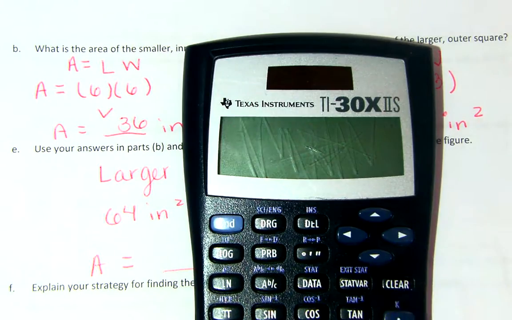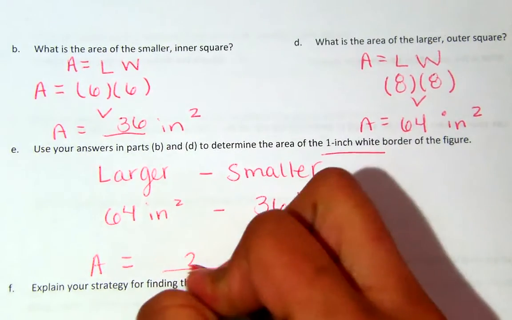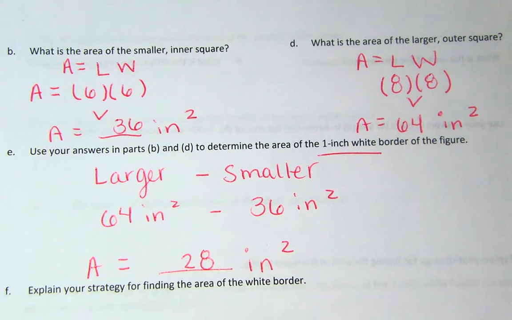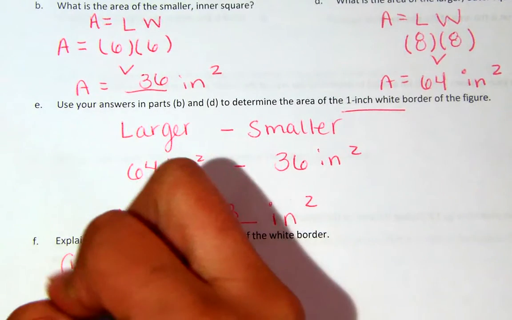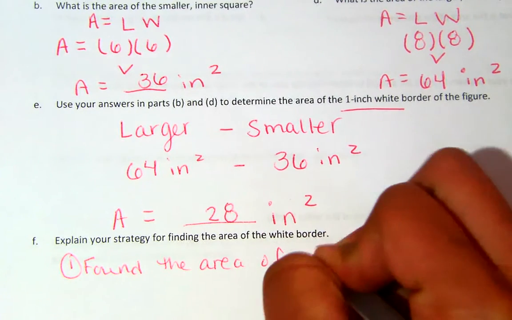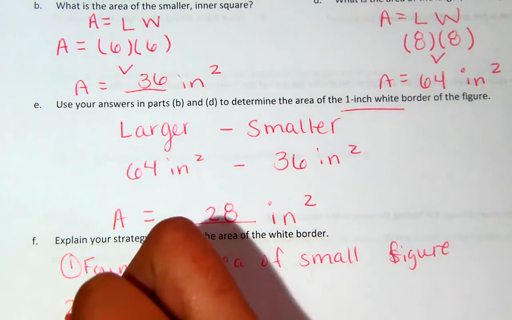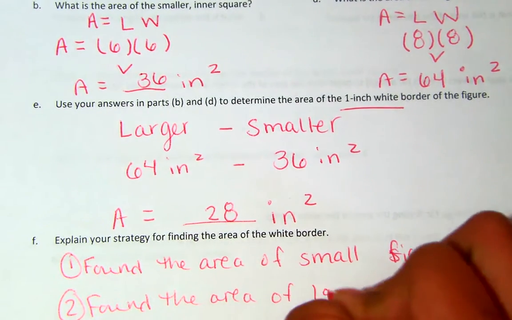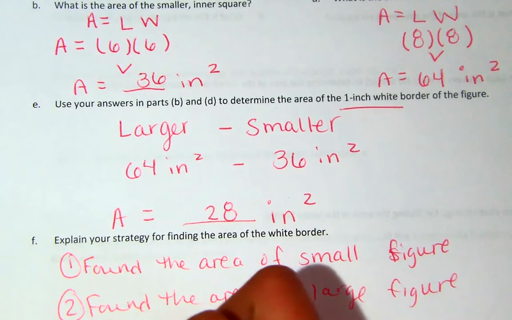We want to do 64 minus 36. I'm left with 28. Therefore, the area of the 1 inch border is 28 square inches. If I had to explain my strategy to find the area of the white border, I found the area of the small figure. Then I found the area of the large figure. Then I subtracted those areas.